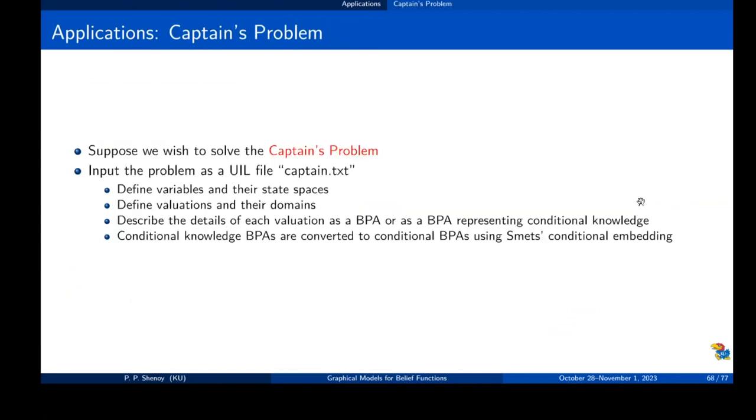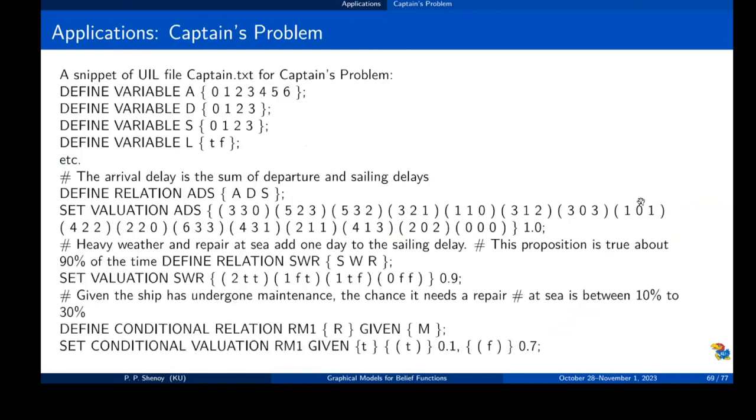So suppose we want to solve this captain's problem. A nice thing about this is it does conditional embedding automatically. You don't have to do conditional embedding. So here is a snippet. Basically, we define variables, the name of the variable and its state space, etc. And then we define the relations.